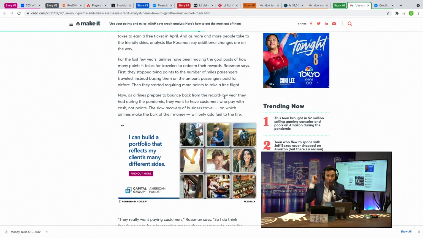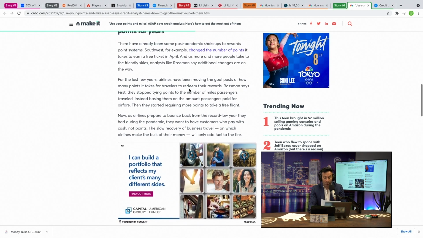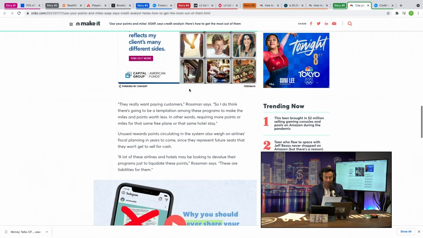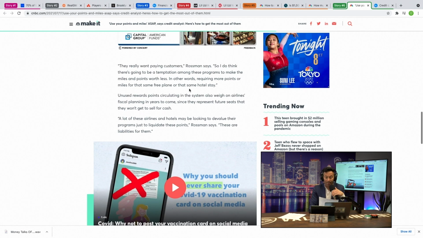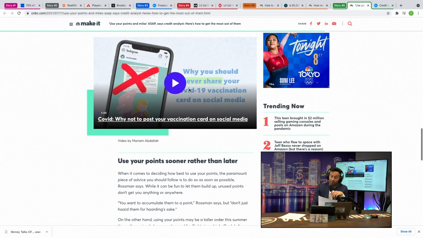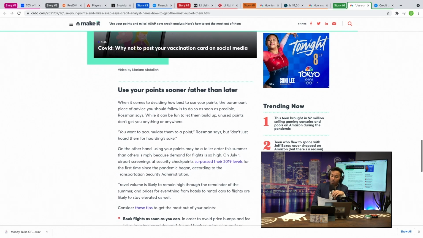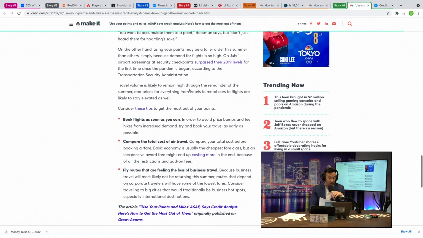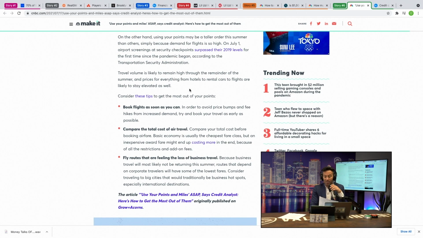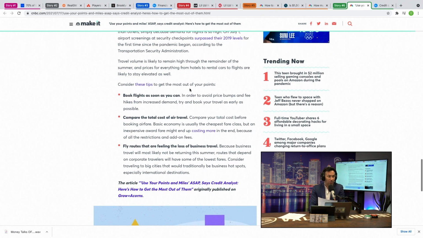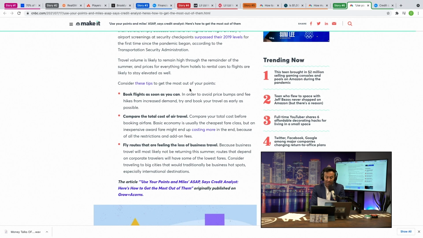Number two, compare the total cost of the air travel. Compare your total cost before booking airfare. Basic economy is usually the cheapest fares, we know that. But an inexpensive award fare might end up costing more in the end because of all the restrictions and add-on fees, i.e. luggage, seats, fees like that. They say there's certain things in life: death, taxes, airline fees. You can include that as well.